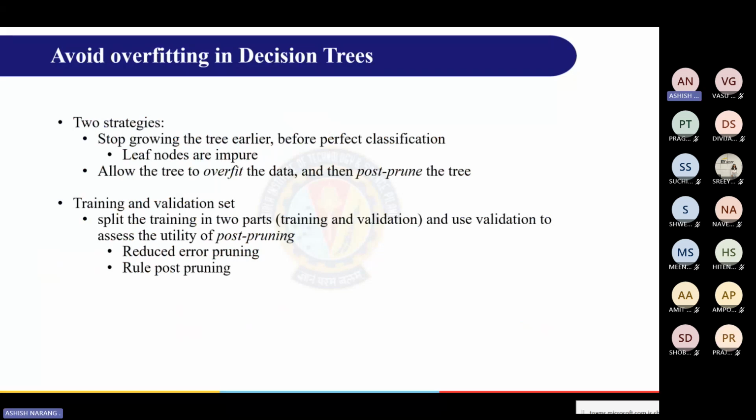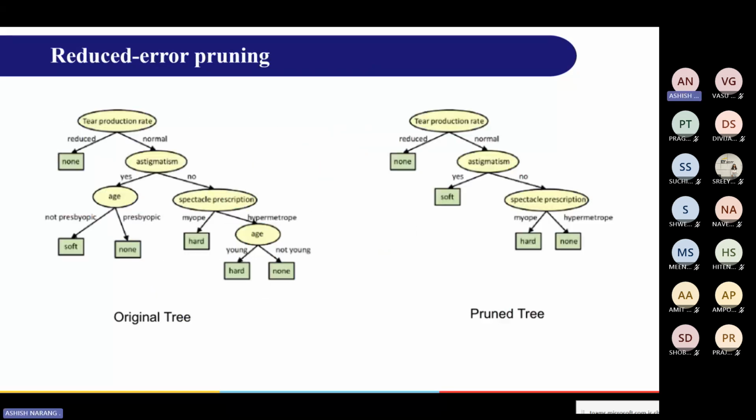Right. So these are the strategies in general. Avoid overfitting: don't stop growing the tree earlier, before it comes up with the perfect classification. Second is to allow the tree to overfit and then prune it. Pruning means you try to reduce the nodes. So these are the things we have covered in detail.